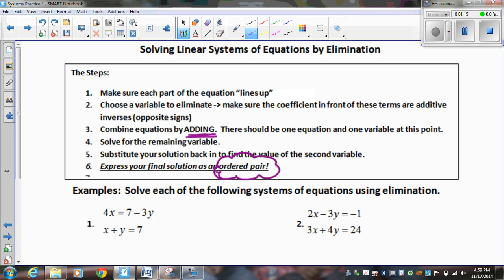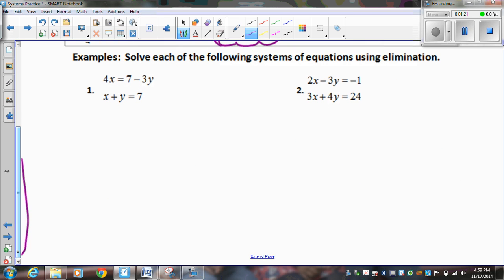So we're going to take a look at number 1 together and work through that, and then you're going to try number 2. So here we go. As we look at this system of equations, we have 4x is equal to 7 minus 3y. And we also have x plus y equals 7. You can see that the top and bottom equation are not lined up. I'm going to have to take the negative 3y and move it to the other side by adding 3y. So I'm going to rewrite this down below.